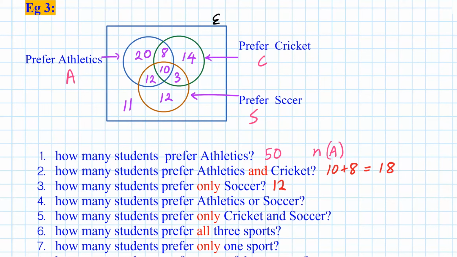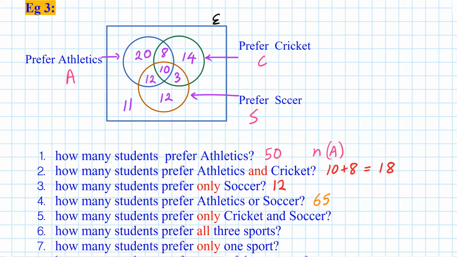Now the next one we are going to have a look at is how many students prefer athletics or soccer. Athletics or soccer, either in athletics, the blue circle, or in this brown circle. Hence, we had 50 here already. Then we simply add 12 and 3 to the 50. That gives you 65.